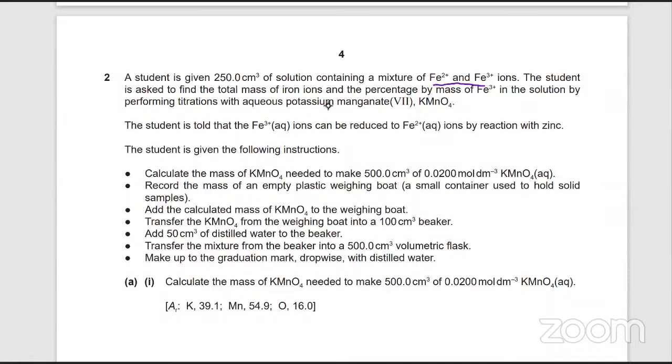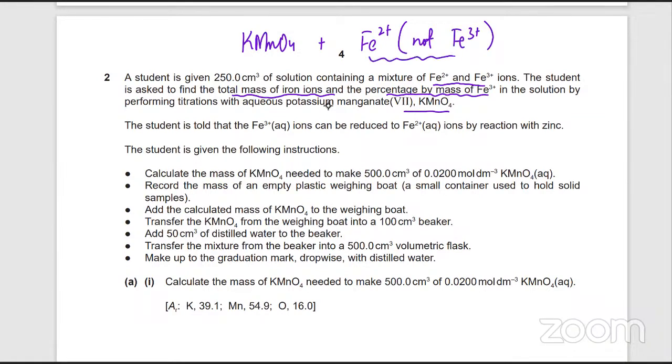A student is asked to find out Fe2 plus, Fe3 plus. So he's asked to find the total mass of iron ions and the percentage by mass of Fe3 plus by performing titrations with KMnO4. KMnO4, remember, is an oxidizing agent. So KMnO4 would react with Fe2 plus, not with Fe3 plus, because Fe3 plus does not get oxidized. Further oxidation state नहीं होती, ठीक है, not with Fe3 plus. So this is your mixture, ठीक है, that's your mixture. So your KMnO4 is being titrated.